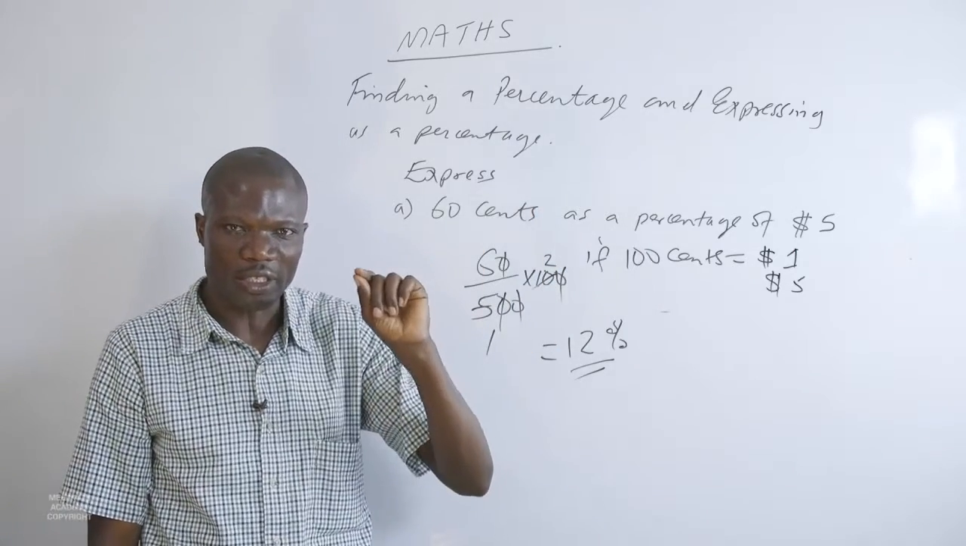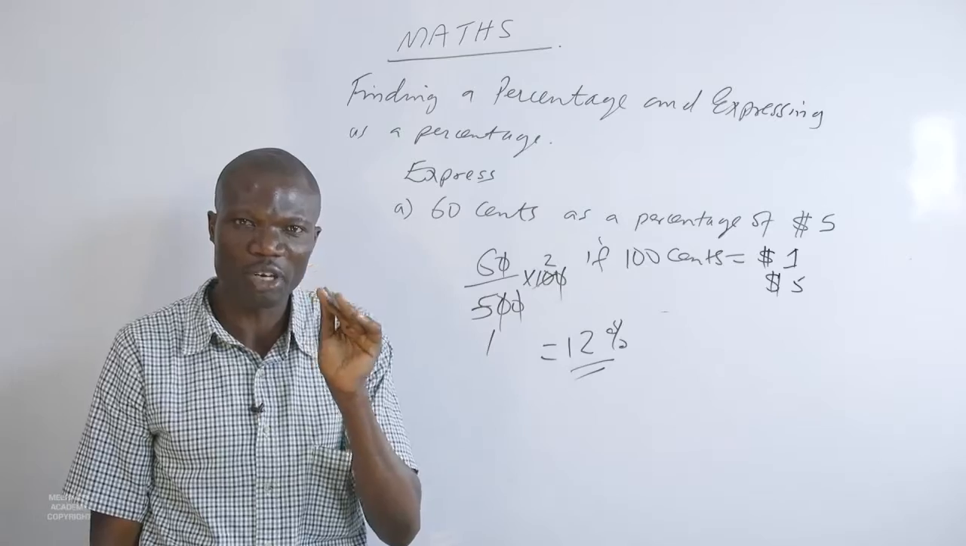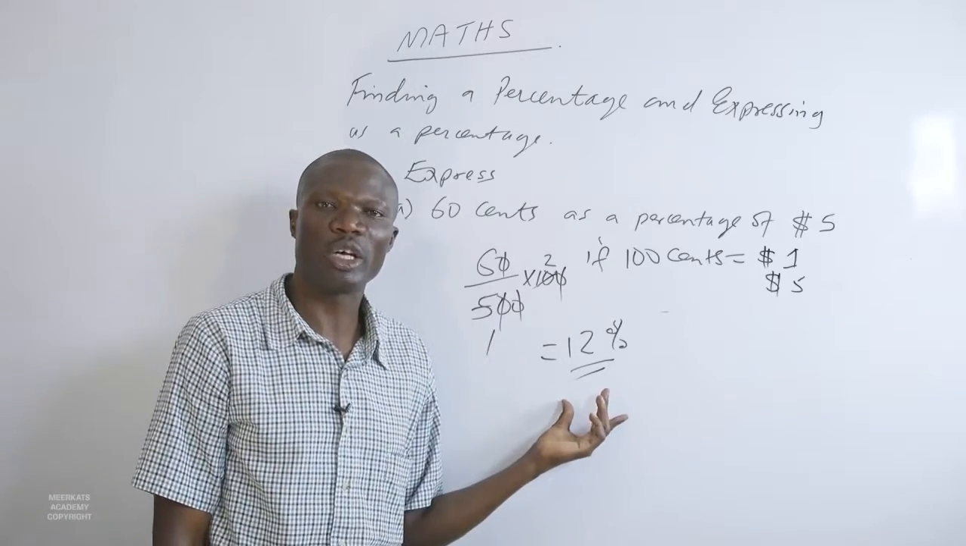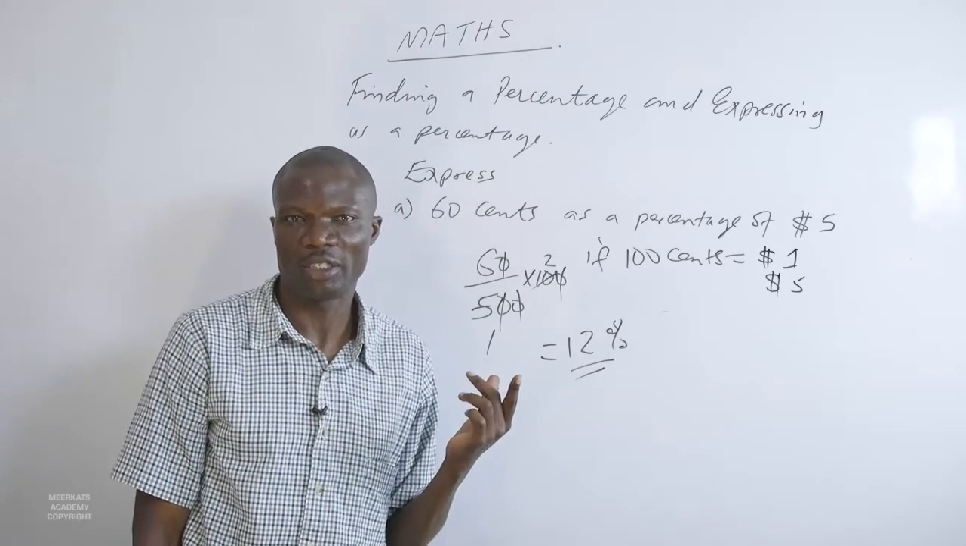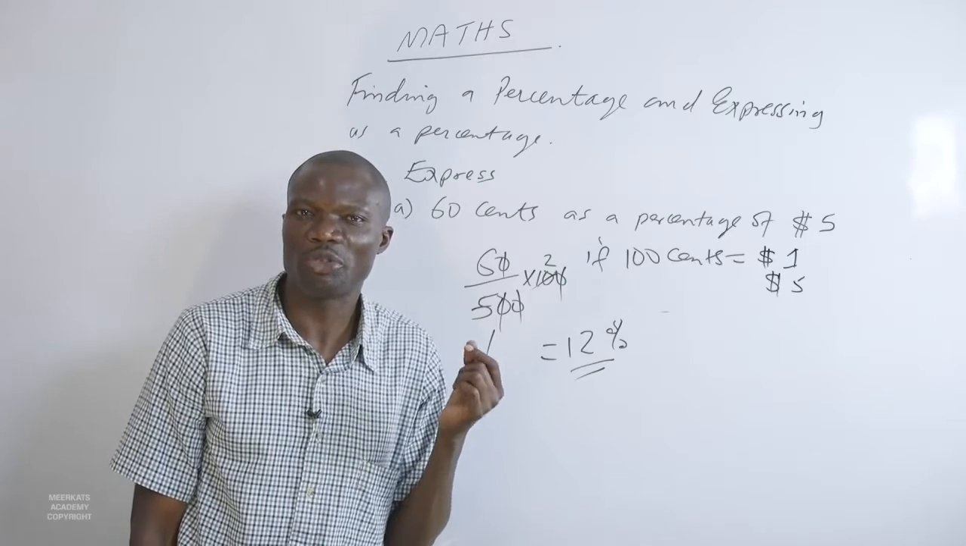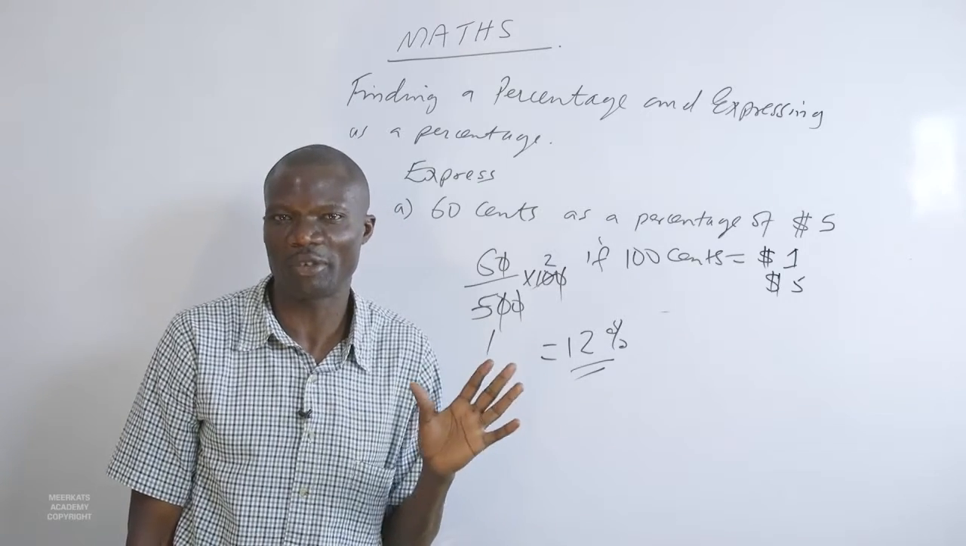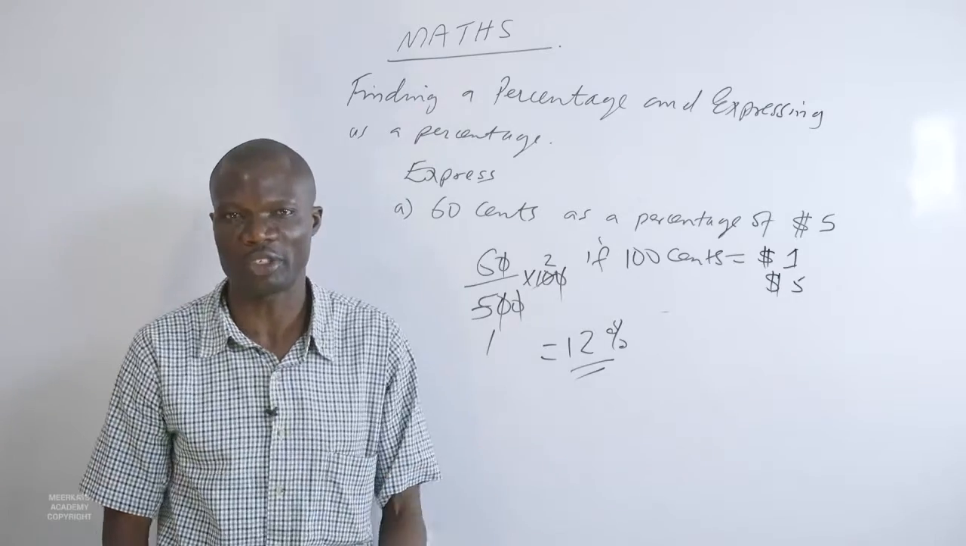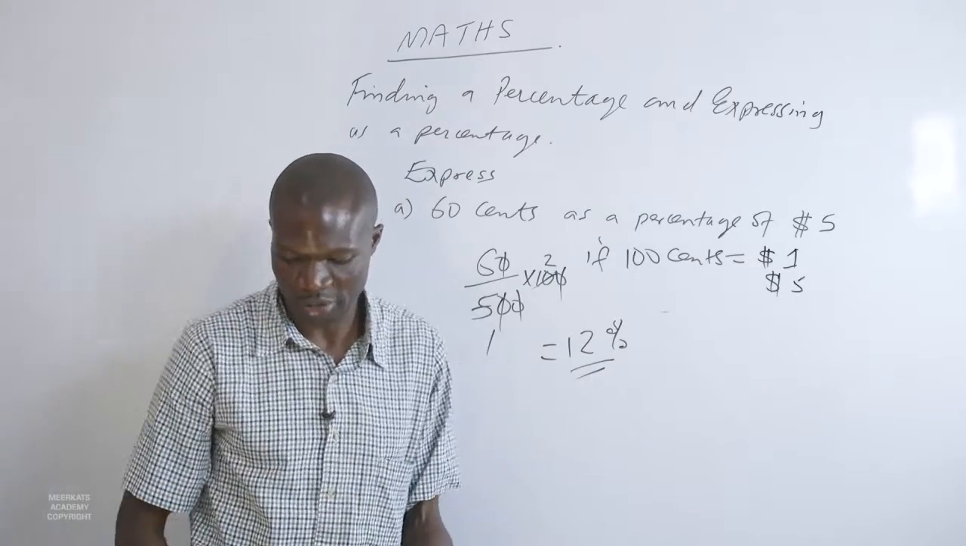60 cents as part of $5 is equivalent to 12%. So 60 cents forms 12% of the $5. That's what this statement is trying to tell us. Let us look at a similar one.